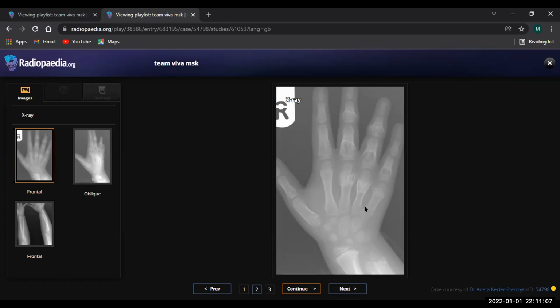loosened expansile lesions in the fingers, the proximal phalanges of the fifth, fourth, and third fingers. These lesions are well defined and not causing any cortical break, benign lesions. And there's also shortening of the metacarpals.